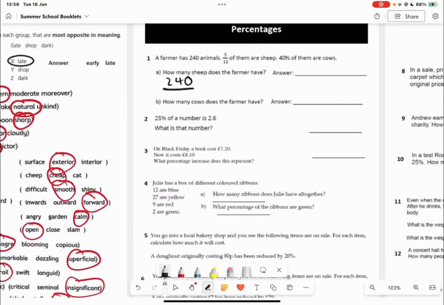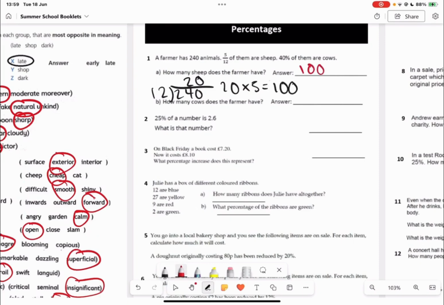So 240 divided by 12, we can do the bus stop method for this one. So that's where we write 240 here, and then 12 here. And we can see how many 12s go into 240. Well, how many 12s go into 2 first? There are none. How many in 24? There are 2. And then we have a remainder of 0. So our answer will be 20 sheep. Then we do 20 multiplied by 5, because it's 5/12, and it's 100. So the answer will be 100.